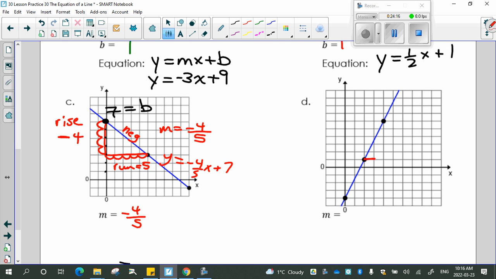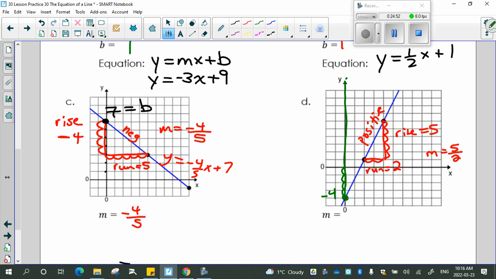Okay, so I have people drawing right triangles, which is great. And I see lots of people writing positive here. So my rise is 5, run is 2, so your slope is 5 over 2. Where's my y-intercept? I'm going along the y-axis till I find out where my line touches it, and it happens to touch it at negative 4.